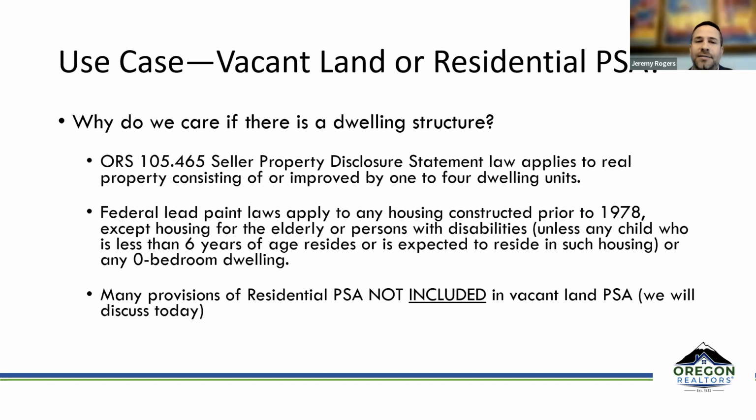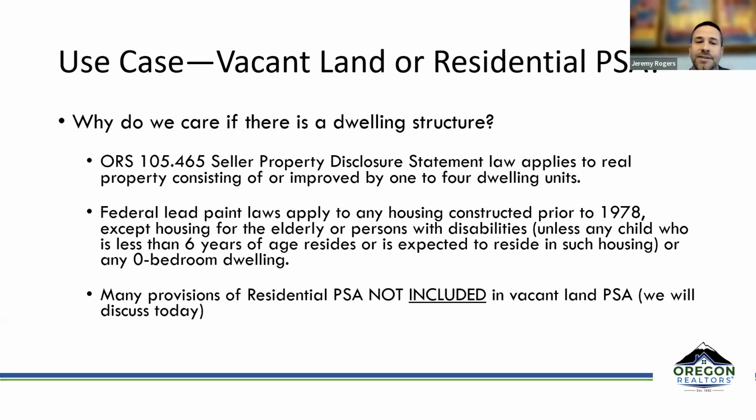So one of those, of course, is the seller property disclosure statement law, which states that it applies to real property consisting of or improved by 1 to 4 dwelling units. Unfortunately, that statute does not further define what a dwelling unit is. And in fact, if you look throughout the Oregon Revised Statutes, there are multiple differing definitions of dwelling unit for all sorts of different purposes. So there isn't one reliable definition of what a dwelling unit is in Oregon statute.